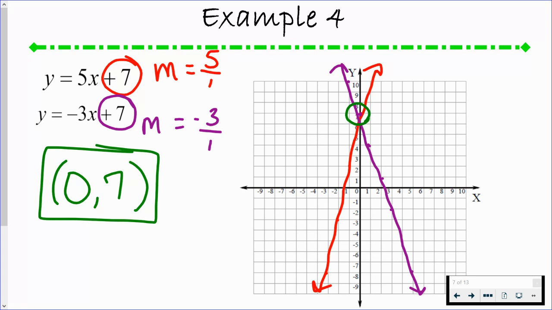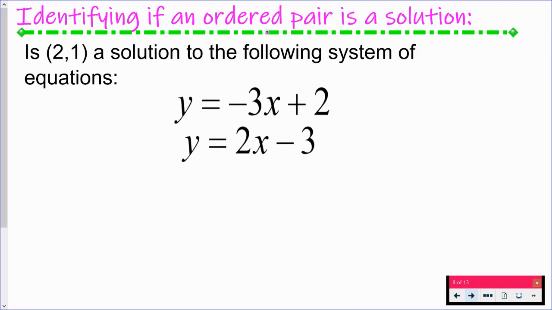Now I just have one different scenario to discuss with you, which I have 2 examples set up. And then you'll continue on with your adventure of the day with some practice problems on your own. Sometimes we're given an ordered pair and we're actually asked, is this the solution to the following system of equations? And what that means is, is this where these 2 lines would intersect?